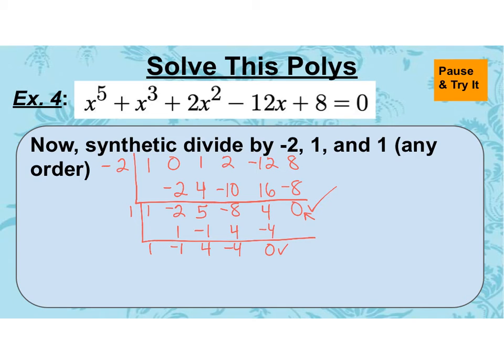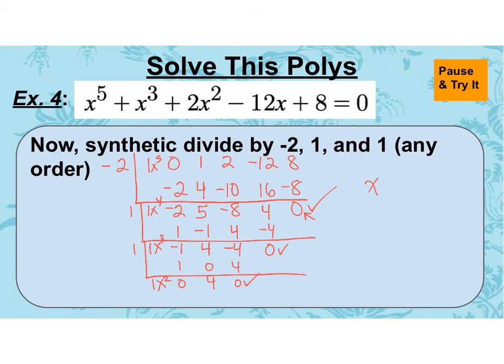And I had another check. And we can synthetic divide again by a 1. 1, 1, 0, 0, 4, 4, 0. This started out as an x to the 5th, went x to the 4th, 1 degree less. So that means I'm at x squared.